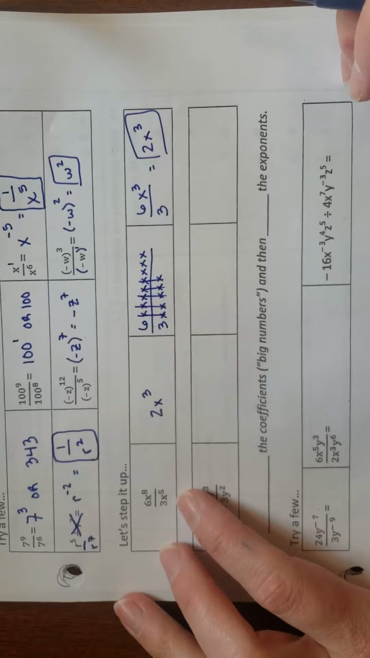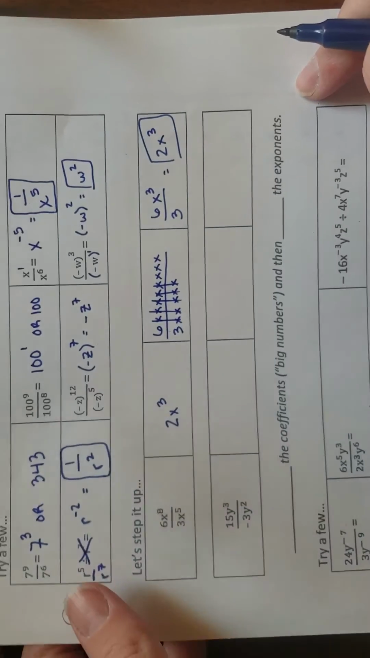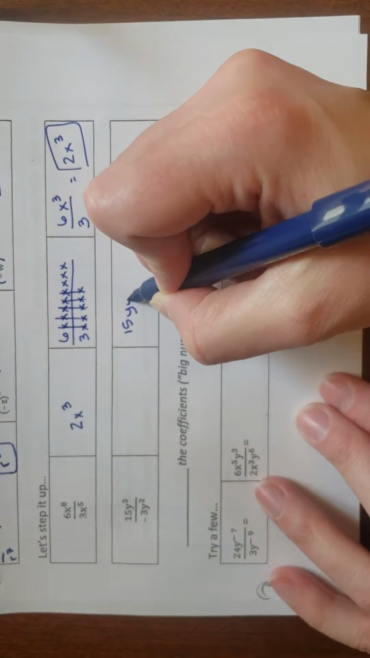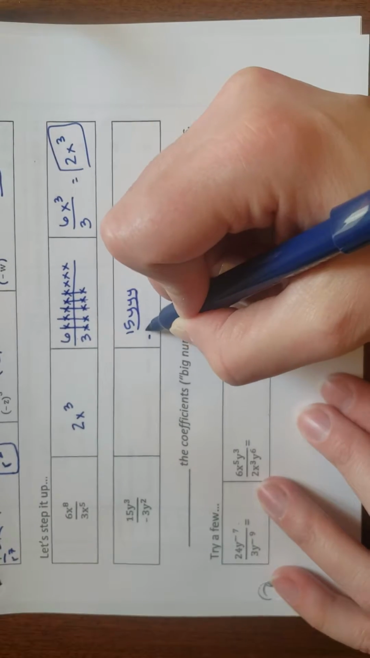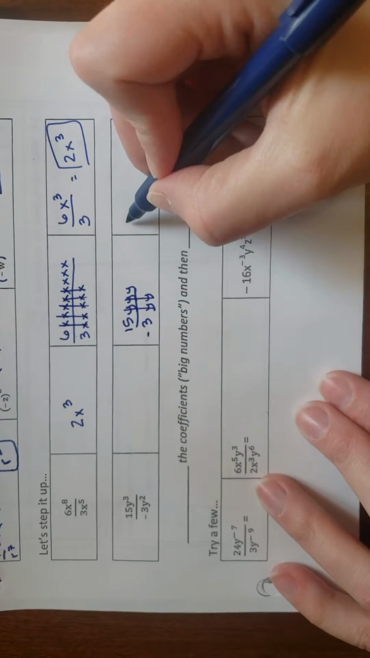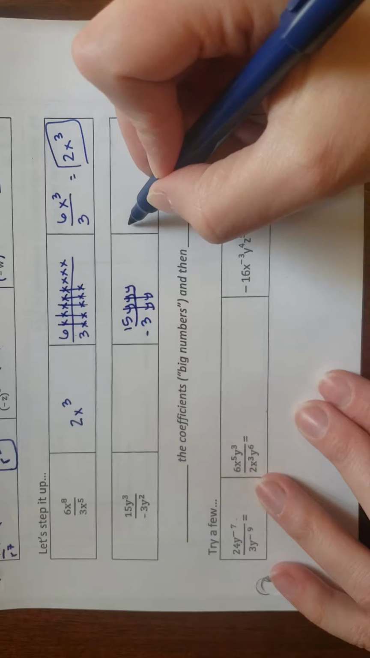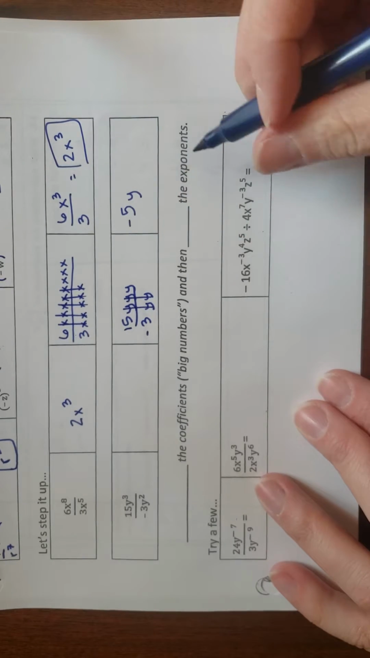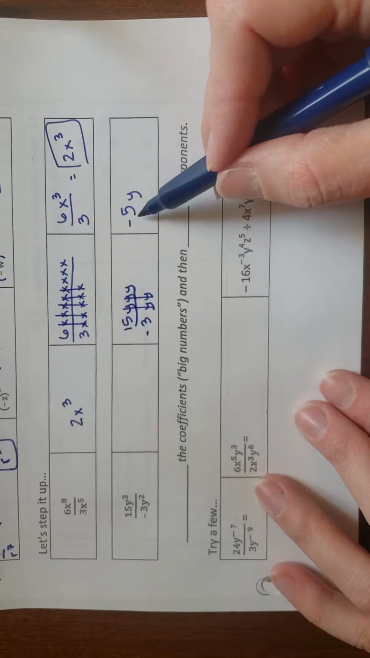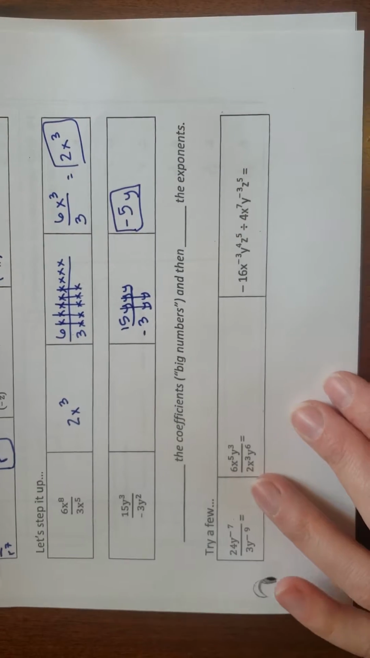Okay, let's try another one. So this is 15 and 3 y's, and negative 3, 2 y's. Cancel out, so I'm left with 15 over negative 3. What is that? It's negative 5. And y's. Remember that the base can be negative, or the coefficient can be negative. It's the exponent that cannot be. So this is our final answer.